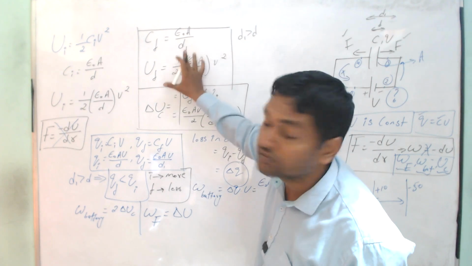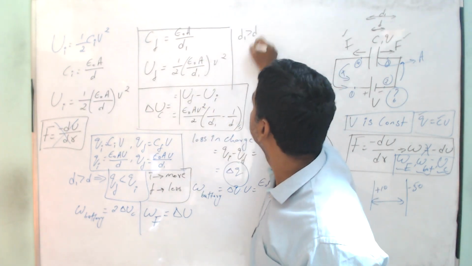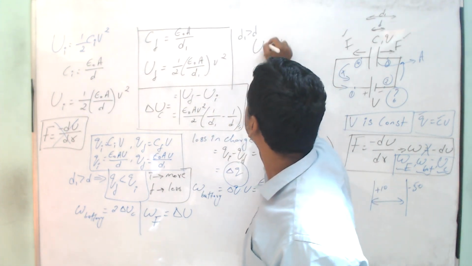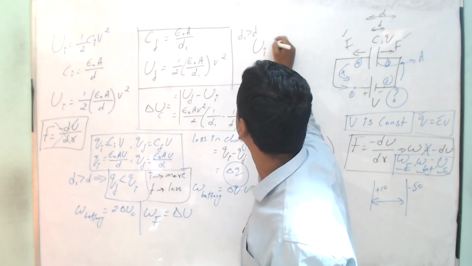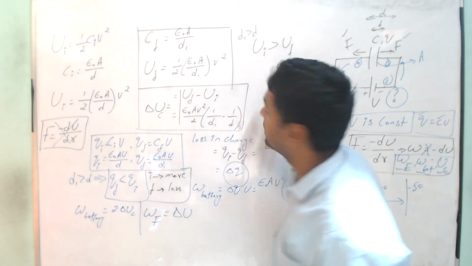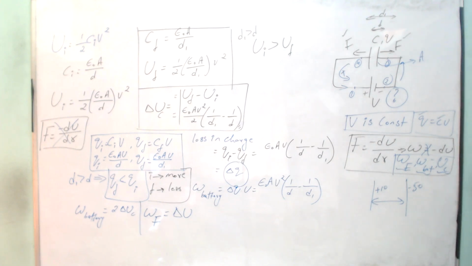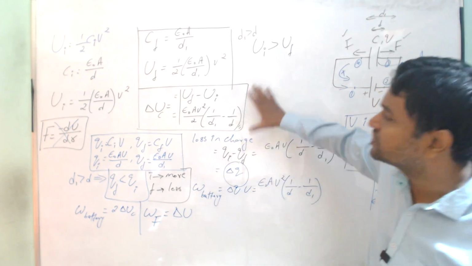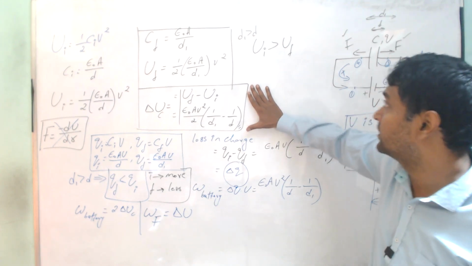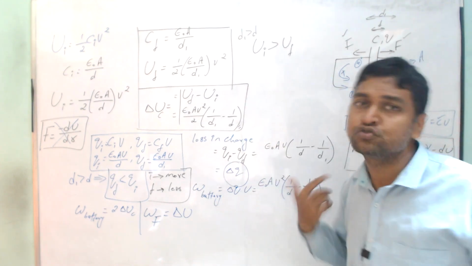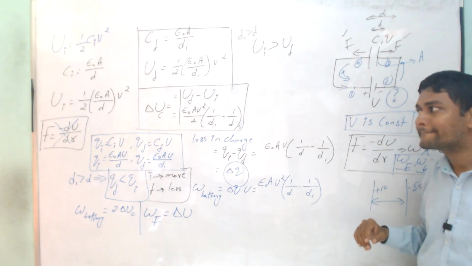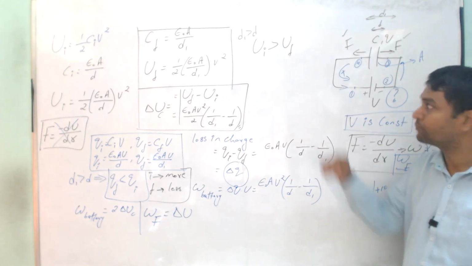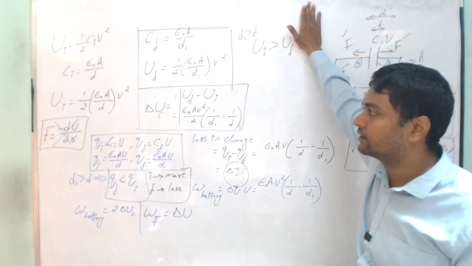That means this fellow will be less than that fellow. So initial is greater than final, right? Fine. My initial potential energy of the capacitor is greater than the final potential energy of the capacitor. So this change in potential energy, that means, is the capacitor giving laddus or taking laddus? It's taking.